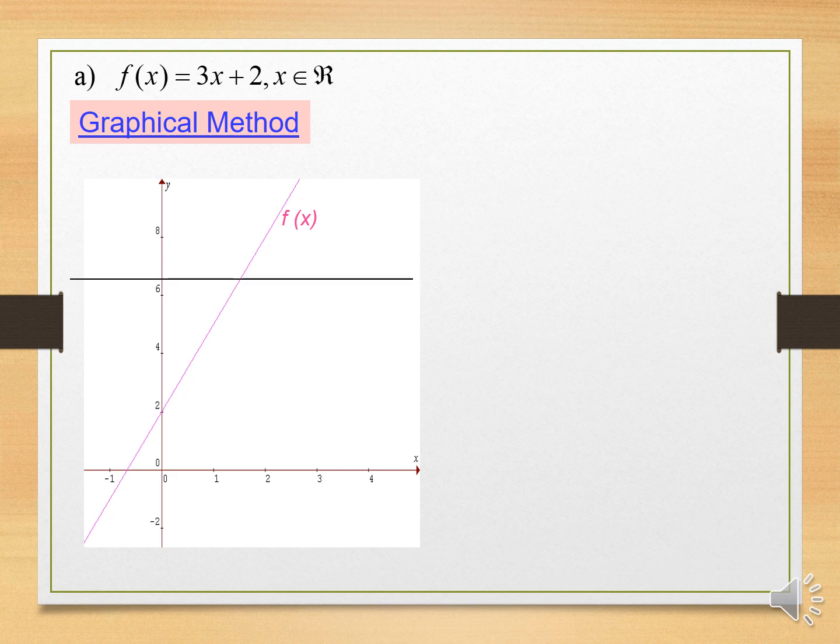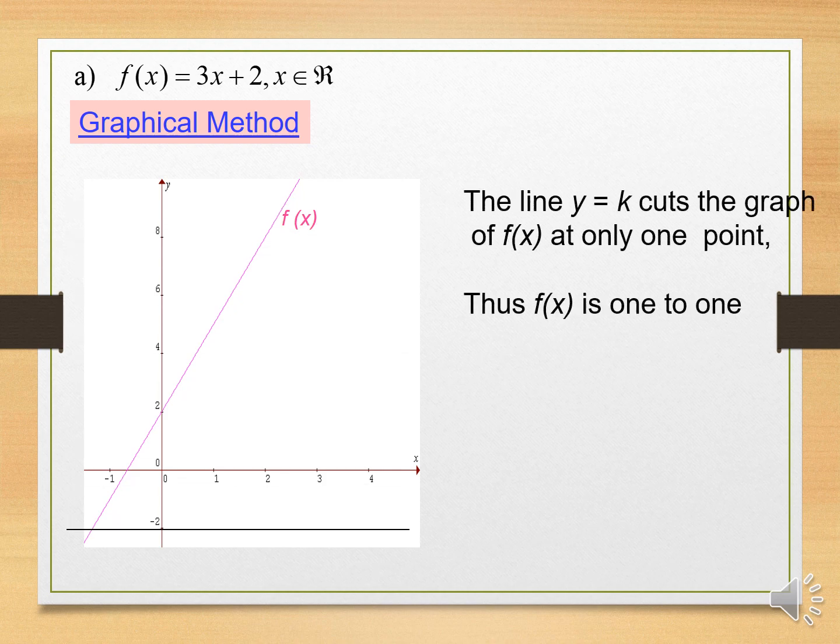Draw the graph, and by using the graphical method, we draw a horizontal line and observe that y equals k cuts the graph at only one point, which leads to the conclusion that f(x) is a one-to-one function. Therefore, f inverse x exists.